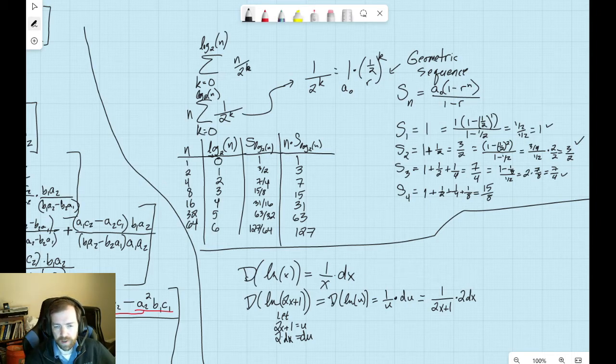Right? We allowed ourselves to say, let's just let this stuff on the inside of this function just be a different variable for a minute. So we trade it off. We let it be u. We want to take the derivative of the natural log of u. It's 1 over u du. Alright, then to find du, this is to figure out what the relationship is between x and u, and therefore dx and du.